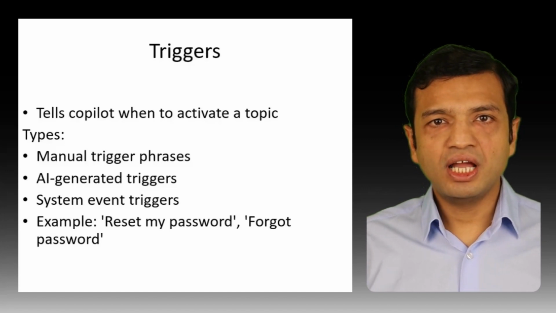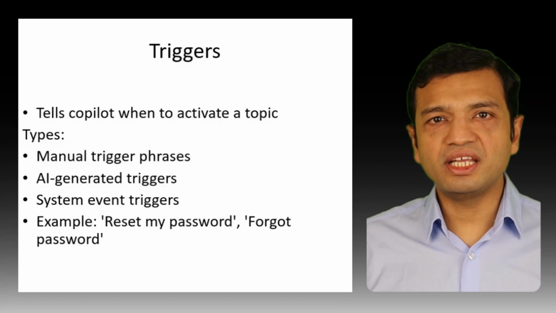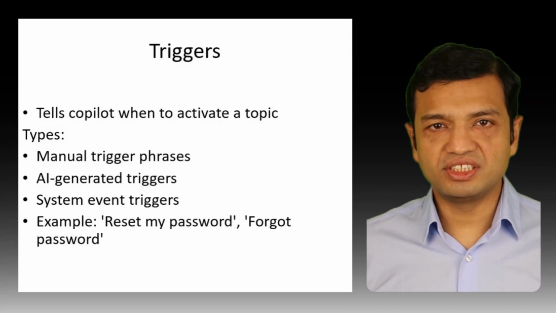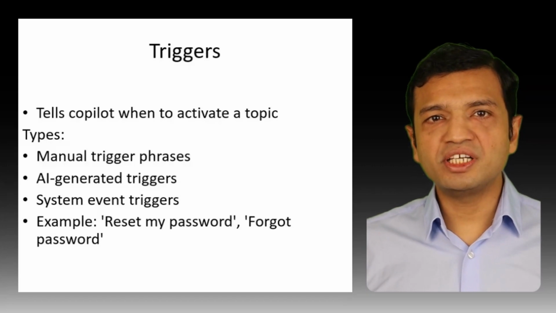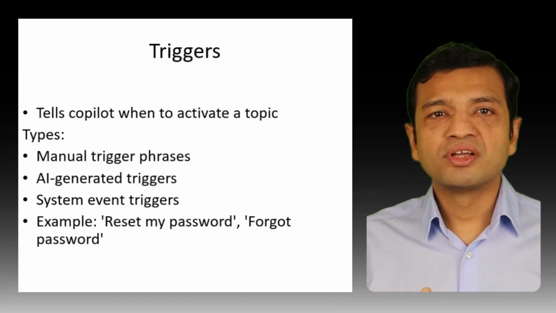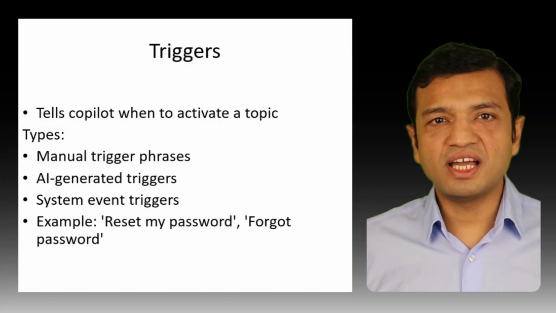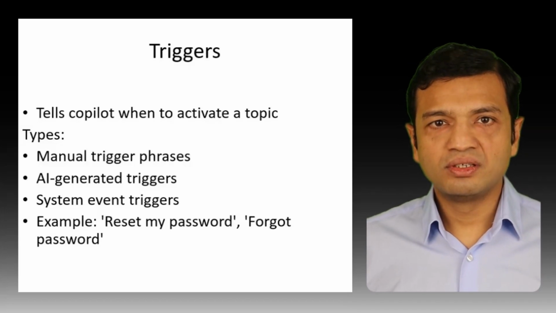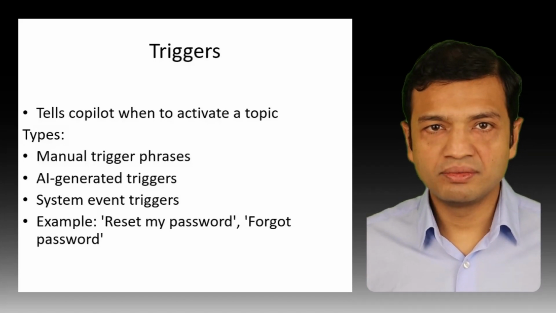Trigger phrases help the Copilot understand user intent even if the phrasing changes. For example, a topic for reset password may include triggers like, number one, reset my password. It can include phrases like forgot password. Also, maybe the user says, help me log in.